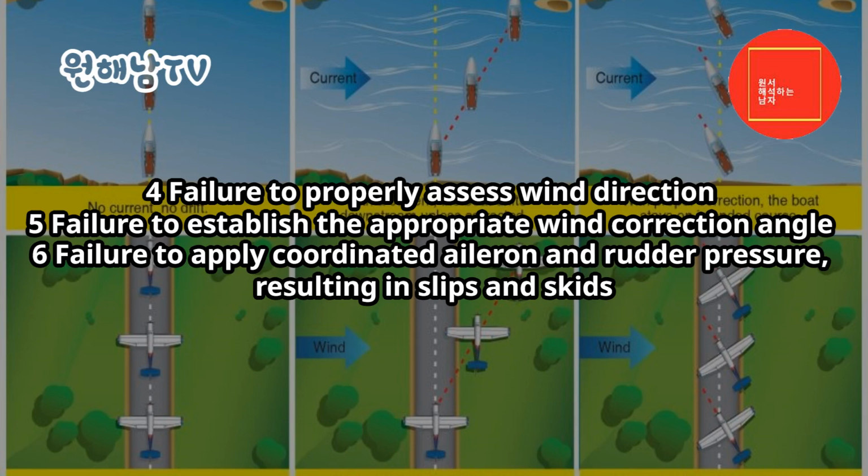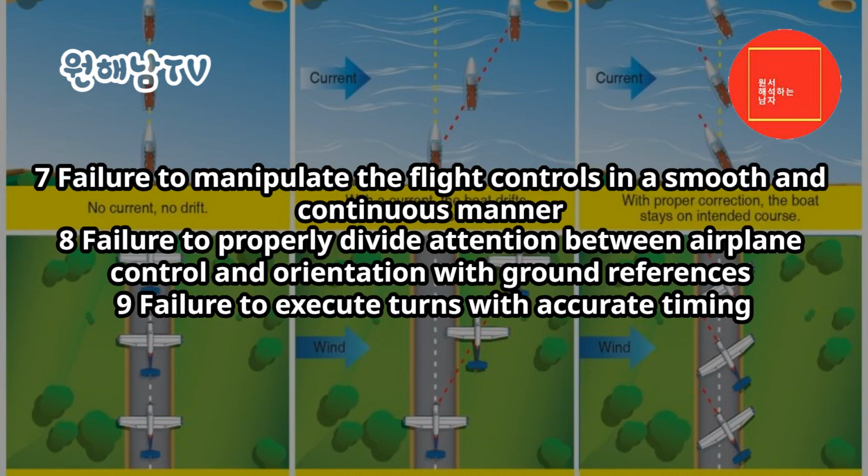6. Failure to apply coordinated aileron and rudder pressure, resulting in slips and skids. 7. Failure to manipulate the flight controls in a smooth and continuous manner. 8. Failure to properly divide attention between airplane control and orientation with ground references. 9. Failure to execute turns with accurate timing.